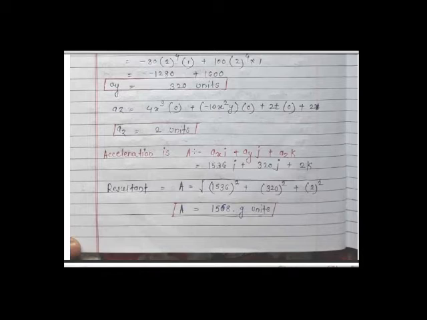Put the values of x, y and z in the equation. We get 1536i plus 320j plus 2k. Then the resultant vector becomes the square root of 1536 squared plus 320 squared plus 2 squared. So we get the value of resultant acceleration a as 1568.9 units.